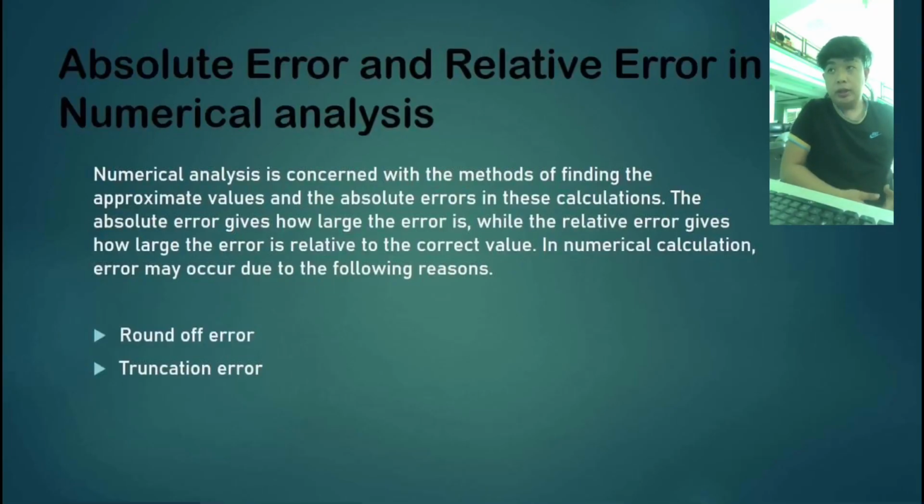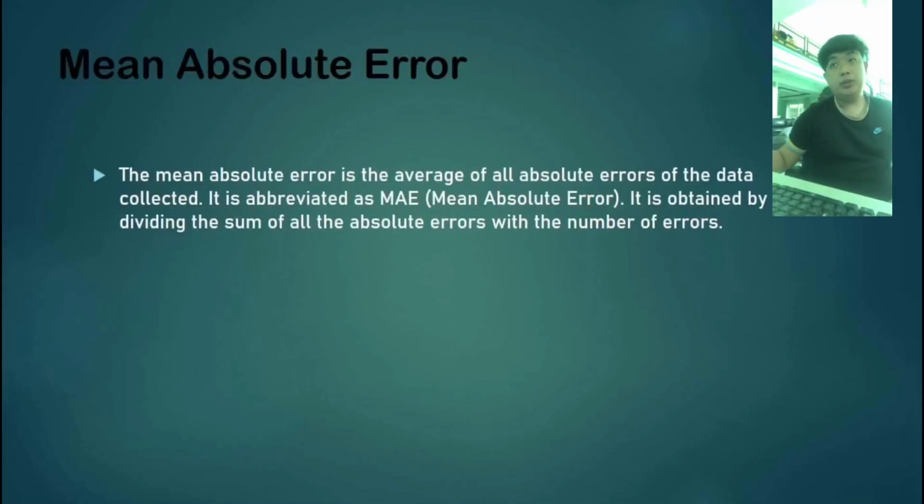Absolute error and relative error in numerical analysis. Numerical analysis is concerned with methods of finding approximate values and the absolute errors. In these calculations, the absolute error gives how large the error is, while the relative error gives how large the error is relative to the correct value. In numerical calculation, error may occur due to the following reasons: round-off error and truncation error.